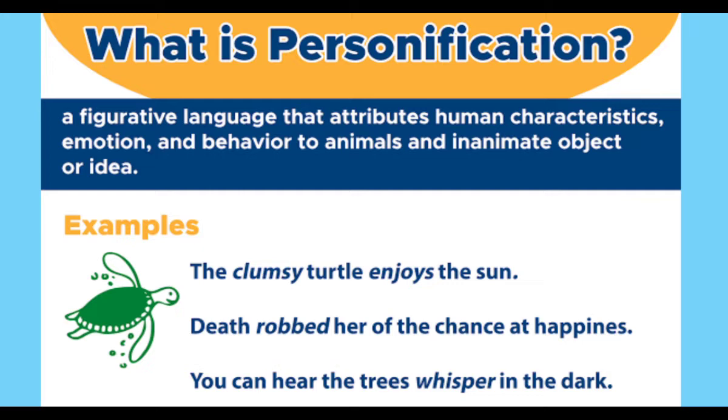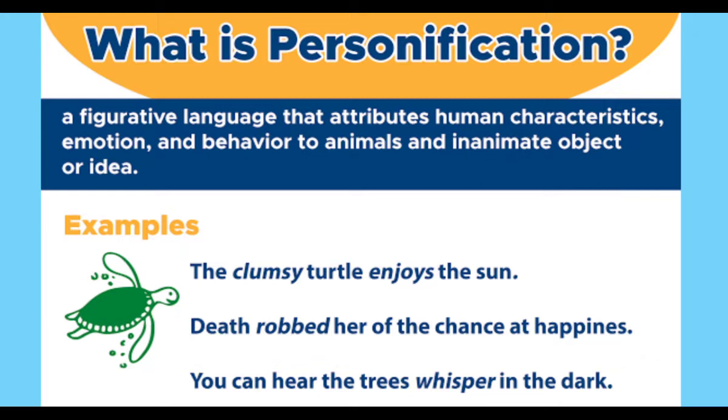Personification is a figurative language that attributes human characteristics, emotions, and behavior to animals or inanimate objects or ideas. We give human qualities, human behavior to objects, to animals, or even to ideas. Examples: the clumsy turtle enjoys the sun. Death robbed her of her chance of happiness. You can hear the trees whisper in the dark.